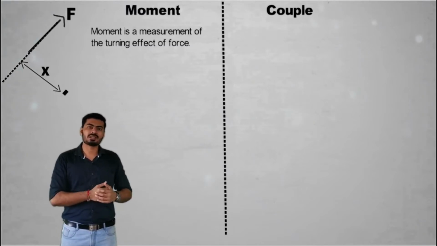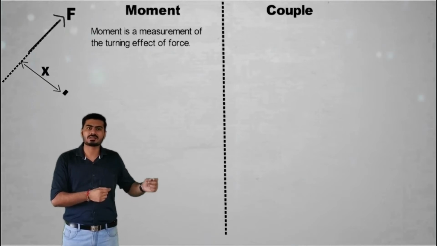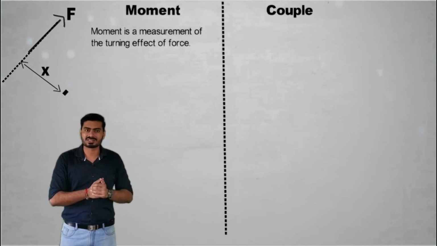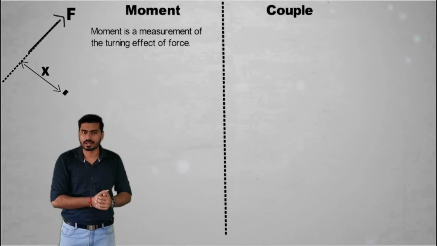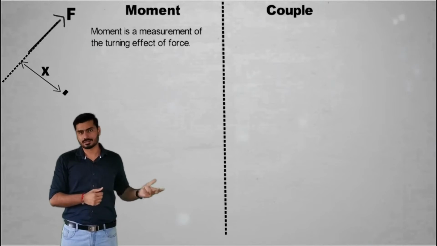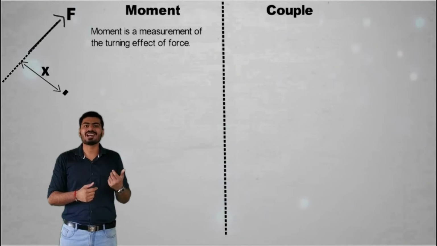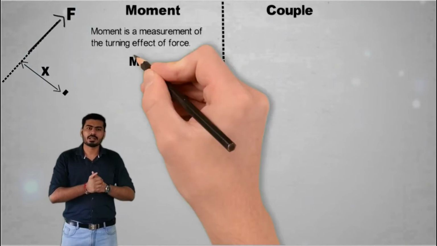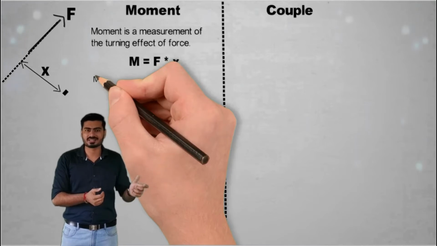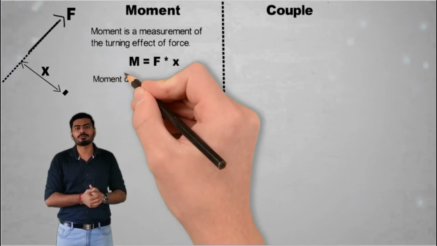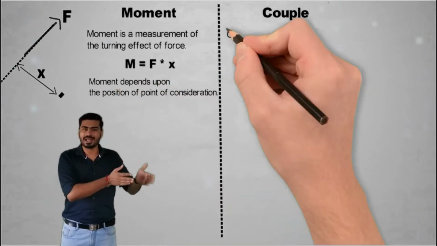Now, if you consider the point which is situated at distance x from the force F, then the force will try to rotate the body in the clockwise direction like this. If we want to formalize the moment, then the moment can be formulated as M equals force into perpendicular distance, that is x. So the formula of the moment will be M equals F into x.